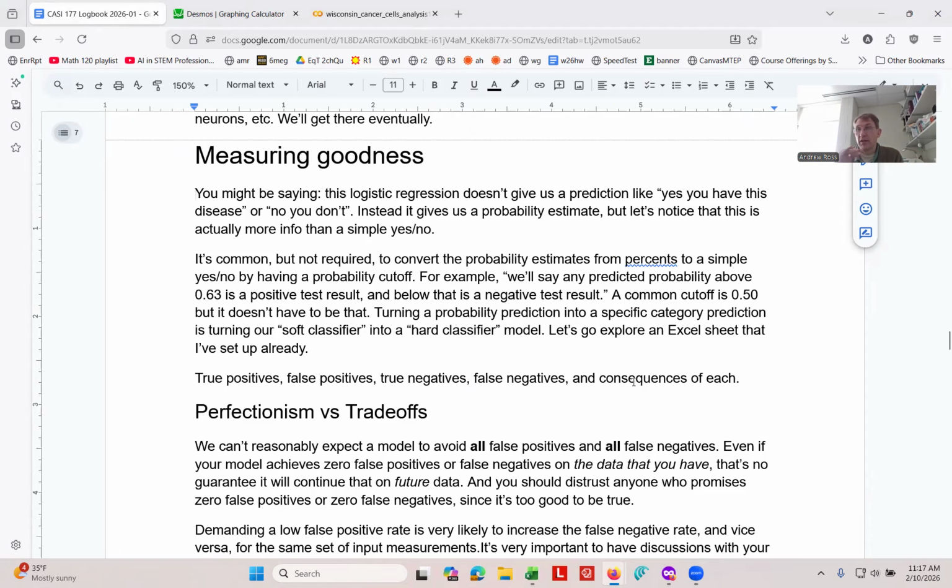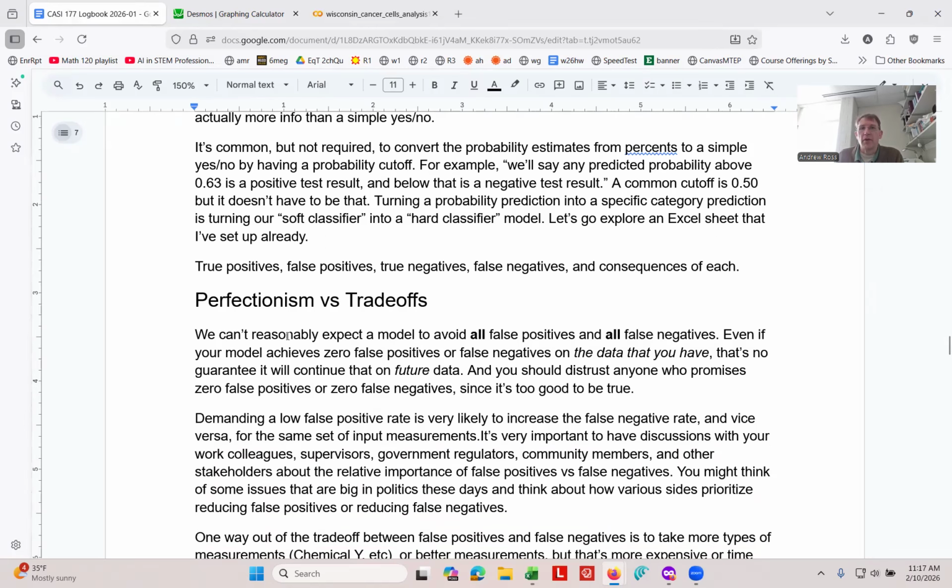And you should maybe set your cutoff so it kind of balances those things. So it's important to remember we can't reasonably expect a model to avoid all false positives and all false negatives at the same time. Even if your model achieves 0 false positives or false negatives on the data that you have, that's no guarantee that it will continue doing that on future data. And you should distrust anyone who promises you 0 false positives or 0 false negatives because that is too good to be true. And I've seen promises like that for various companies.